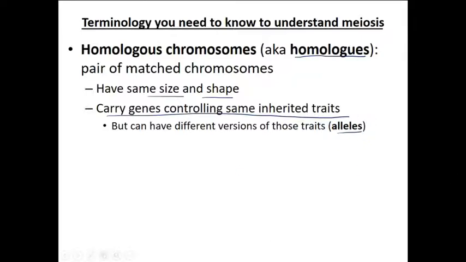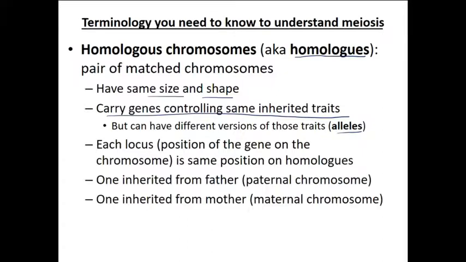That's really a preview to when we talk about genetics, and we'll definitely talk about that more then. Right now we're just going to focus on what these homologous chromosomes are. A couple other things about homologous chromosomes is that genes are located in the same place. Not only do they carry the same genes, but the genes are located in the same place.